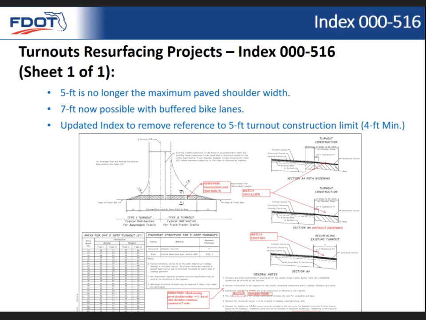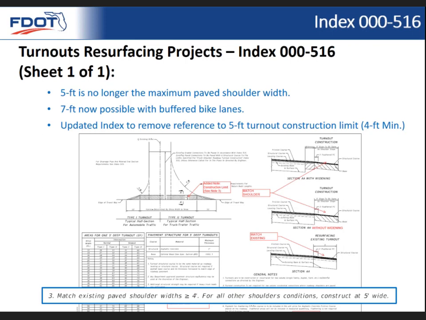I'm going to start with the old 516, mainly because the change that happens to 515 is because of what happened on 516. Essentially, there's a potential that 5 feet may not be the widest paved shoulder anymore in some of these areas with buffered bike lanes and a lot of other accommodations. There's a potential that it could be up to a 7-foot paved shoulder where we're doing some of these turnouts. So really what we did was go through and remove the specific designations to the 5 foot that was required previously, because you really want to match that turnout pavement to whatever the paved shoulder width is.